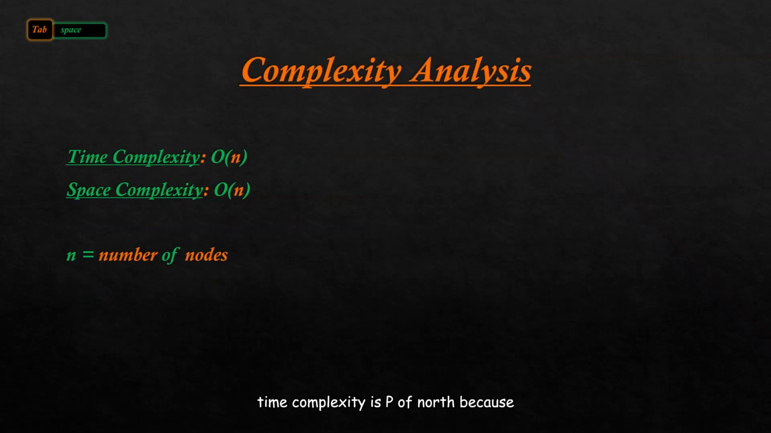The time complexity is O of n because each node is visited once. The space complexity is also O of n due to the queue, which may hold up to one full level of nodes. This is optimal given the problem constraints.